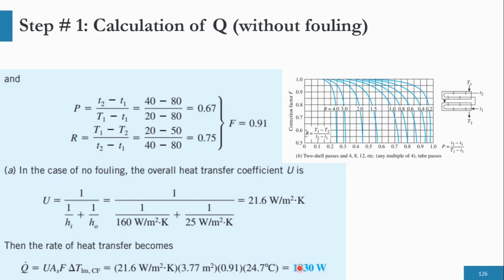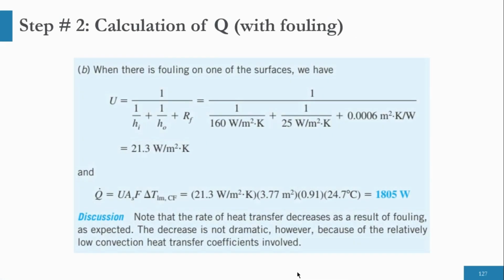For this, we have to obviously move to our step 2. In this part, we have to incorporate the fouling factor. How can we incorporate it? By incorporating in the U equation an additional parameter, which is R of F. This R of F value is 0.0006. We get the revised value of U as 21.3.